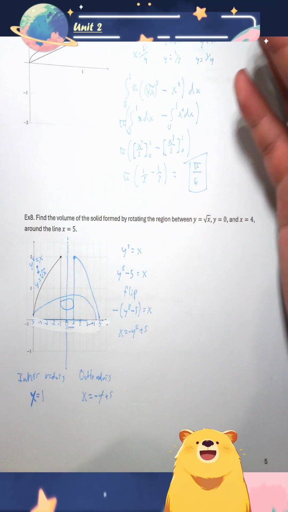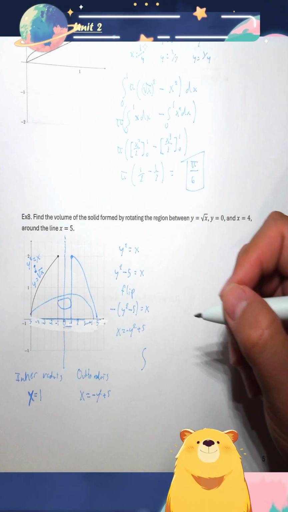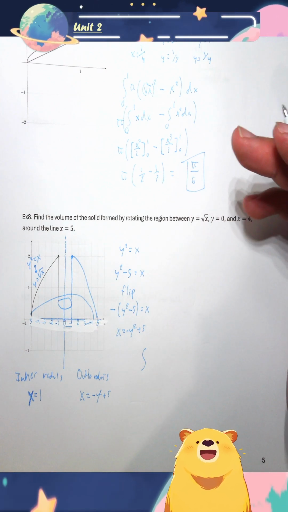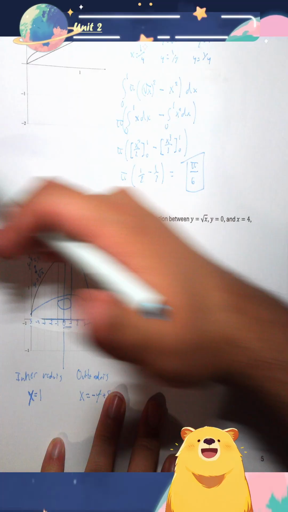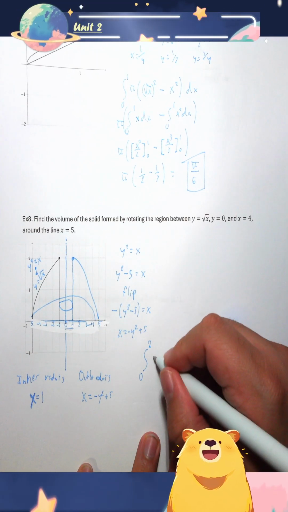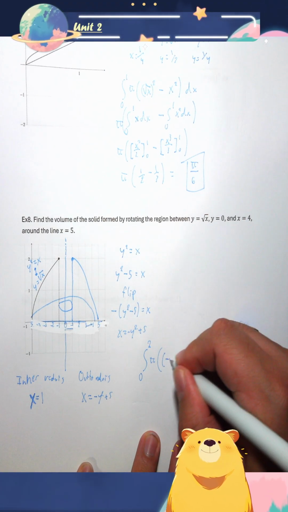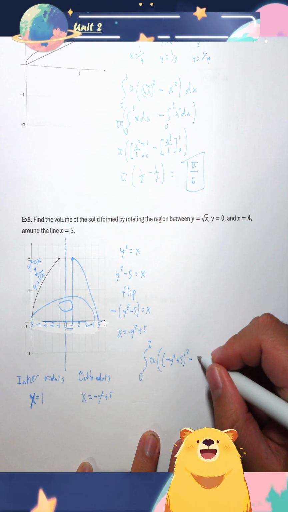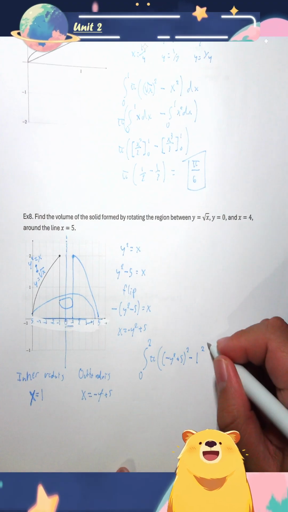Now that we have the innermost and outermost radius, we can still do this step. But remember, we're paying attention to the y slices. So from 0 to 2. And then pi times the outermost squared, which is negative y squared plus 5, minus the innermost squared, which is just 1, and then squared. Okay? This we can definitely just do.